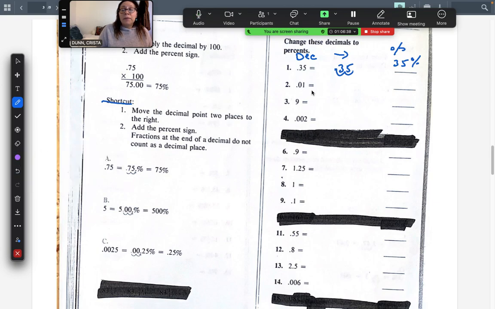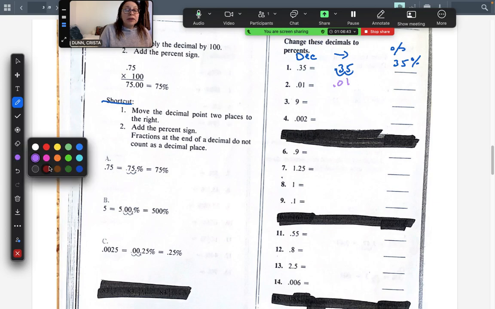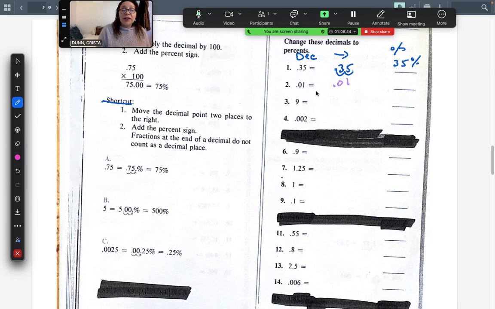And here I'm going to go ahead and say, oh, 0.01. I'm going to move that decimal point over. How many place values? 2. In 2 places, which direction? To the right, because it's bigger, right? 1, 2, so it's 0.01. Oh, hold on, sorry. 1%. Don't know what I did there.